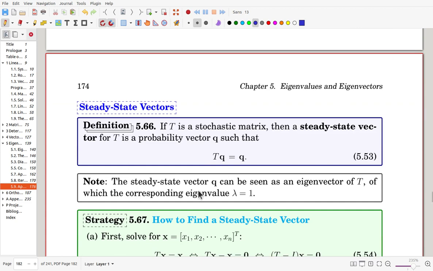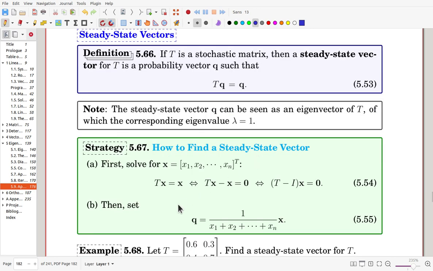The steady-state vector Q can be seen as an eigenvector of T. The corresponding eigenvalue is 1. It's really the form of Ax equals lambda x, right? So Q is an eigenvector with eigenvalue 1.